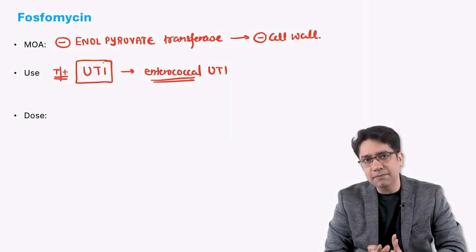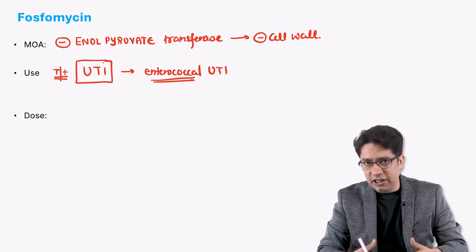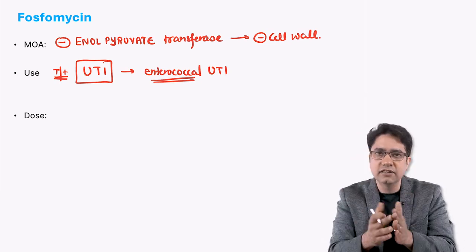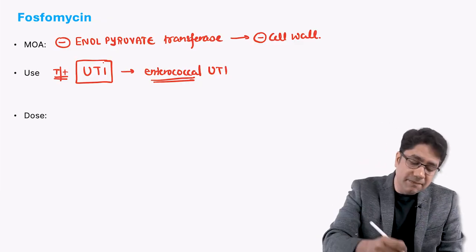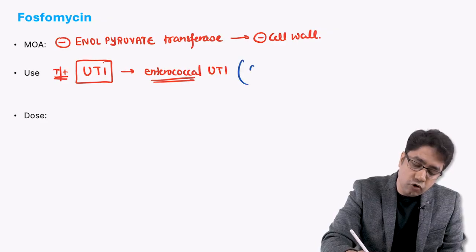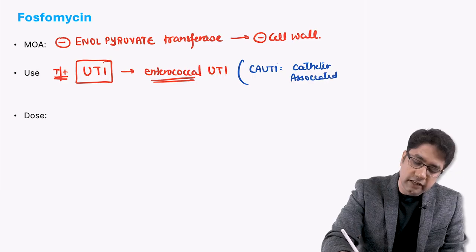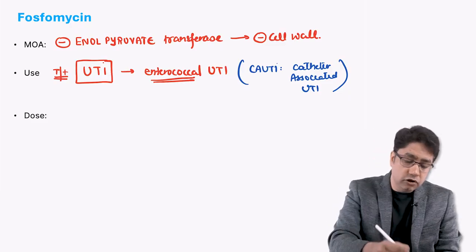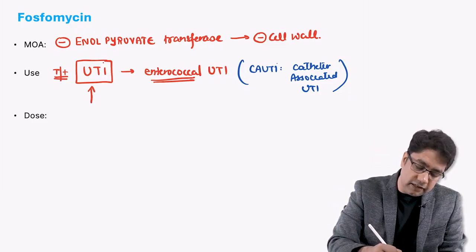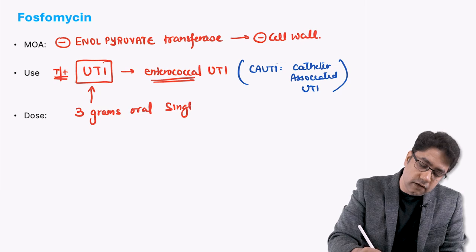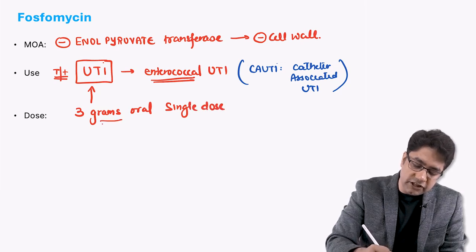Remember, enterococcal bacteria can cause urinary tract infection when we put a Foley's catheter. From Foley's catheter, this bacteria from skin or genital area can go upward with the help of Foley's catheter and it can cause infection in urinary tract. Sometimes we call this type of UTI as CAUTI. CAUTI stands for catheter associated urinary tract infection. So what is the dose of fosfomycin in UTI? This was a recent question. Fosfomycin is given as a 3 grams oral single dose, which is available as a powder form in sachet, 3 grams oral single dose.